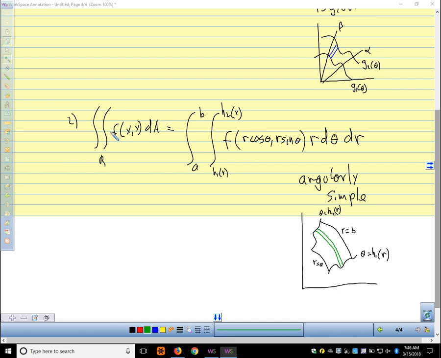Now, initially, the problems will say evaluate the double integral or find the volumes by converting to polar coordinates. Eventually, it will just say evaluate the double integral, and then you will need to decide, is it going to make more sense to convert or to use rectangular?